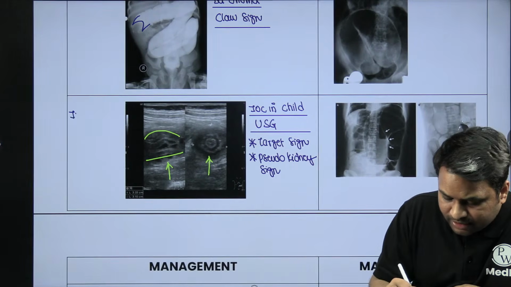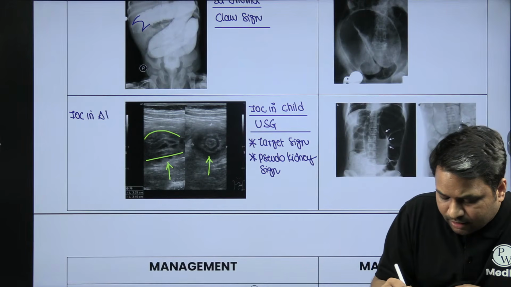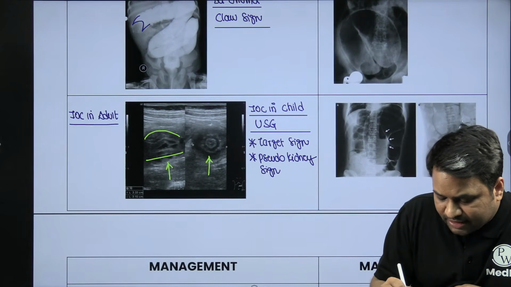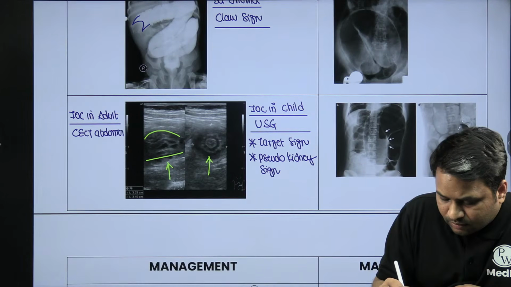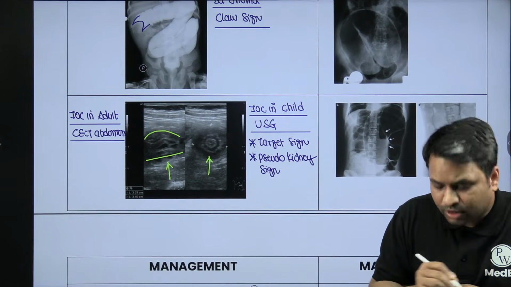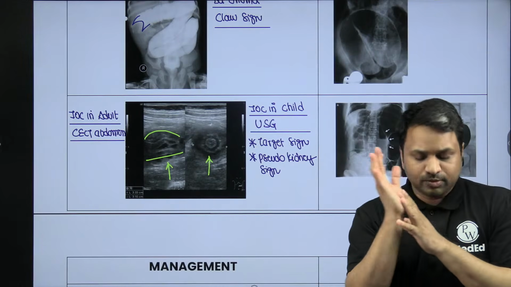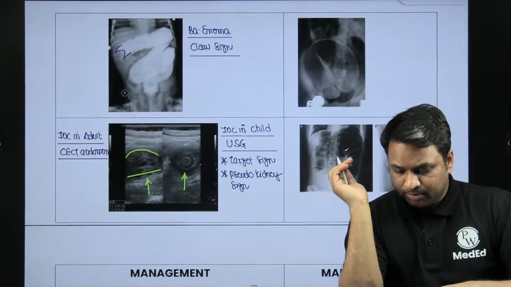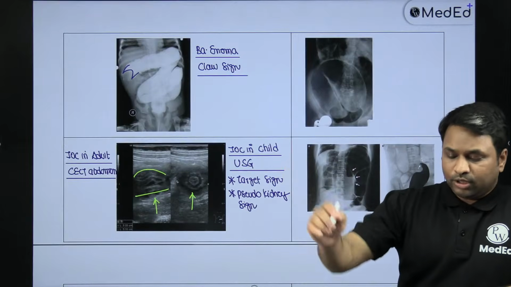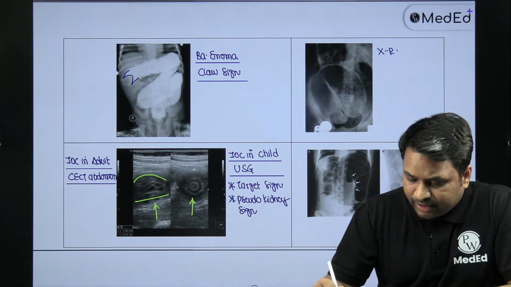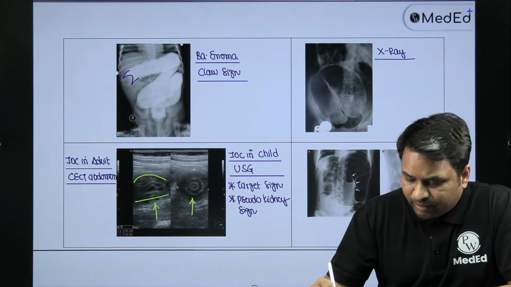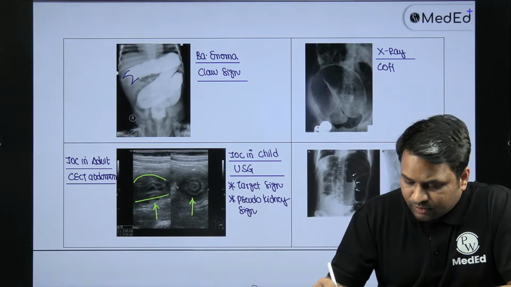On the other hand, if I ask what is the investigation of choice in adults, it is going to be CECT abdomen. For all intestinal obstruction, it is going to be CECT abdomen. In terms of volvulus, when you perform an X-ray, it is going to be the coffee bean sign.